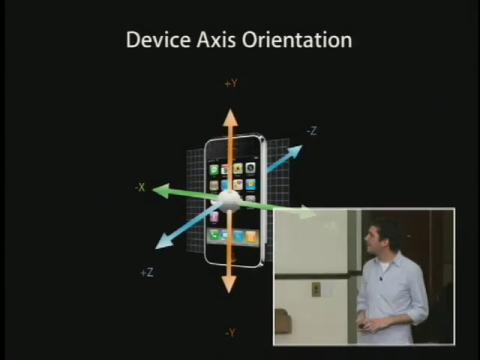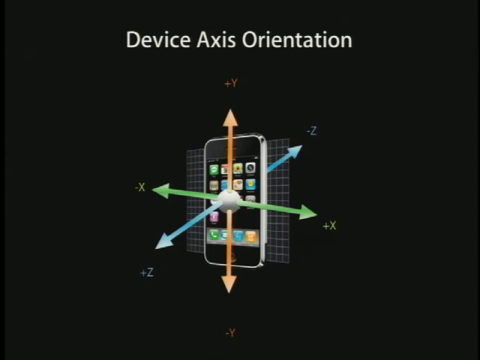So you basically end up getting the orientation something like this, right? You've got the Y that's going vertically through the device, X is going horizontally through the device, and then Z is coming out the front and out the back.